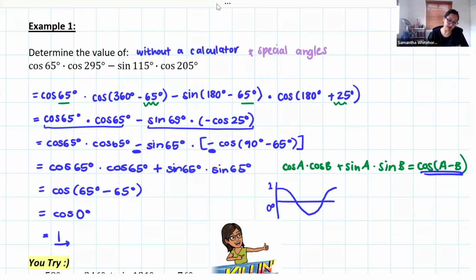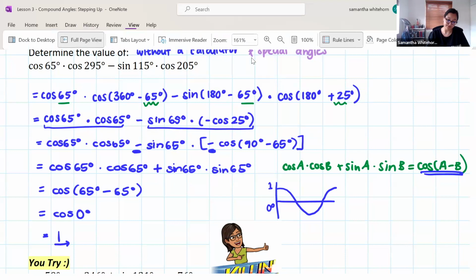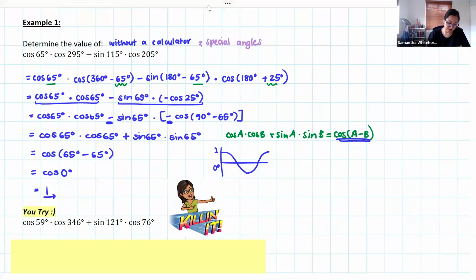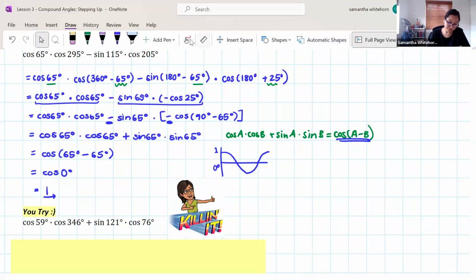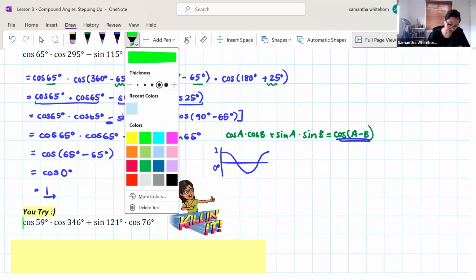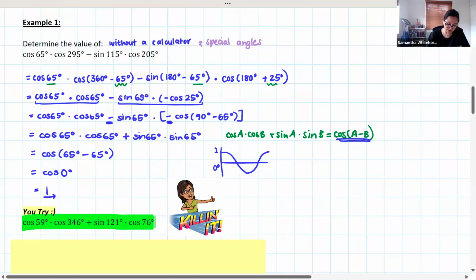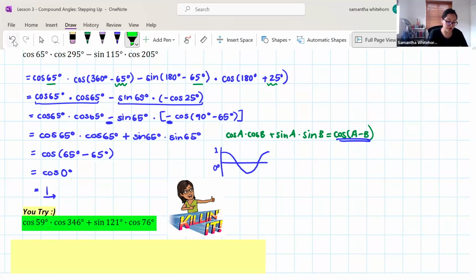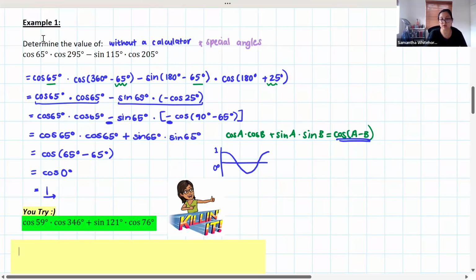There's a question here that I'd like you to try. Right, so this is the question down here that I would like you to try for me. If you have questions while you're doing it, please obviously ask. But cos 59 times cos 346 plus sine 121 times cos 76. I want you to determine the value of that expression without the use of a calculator.